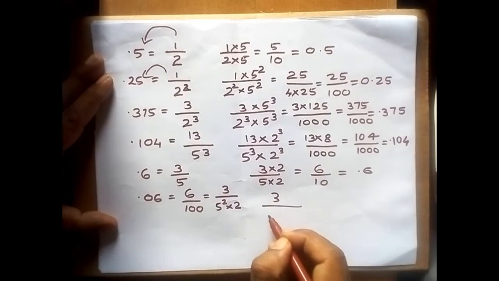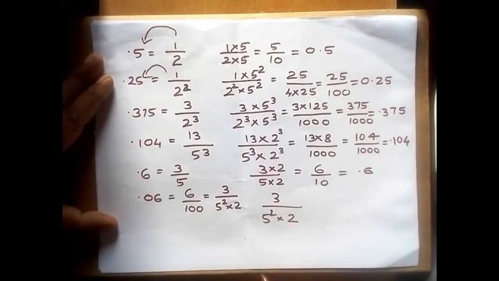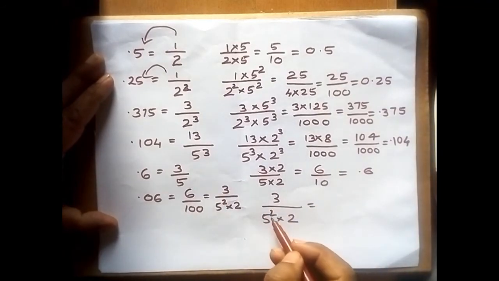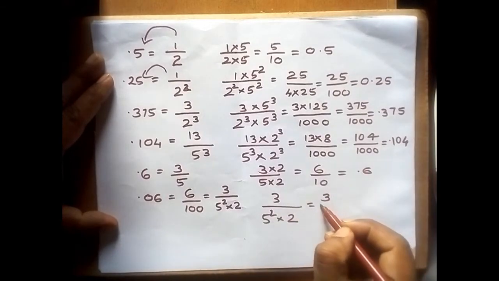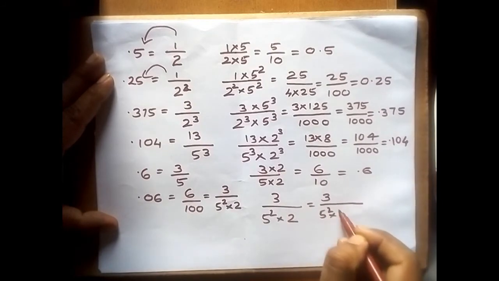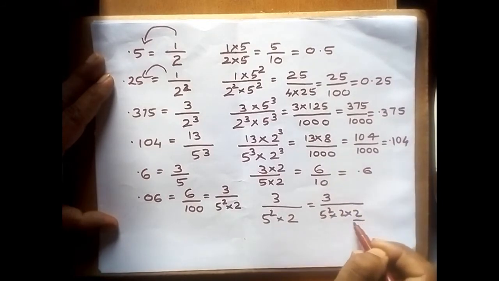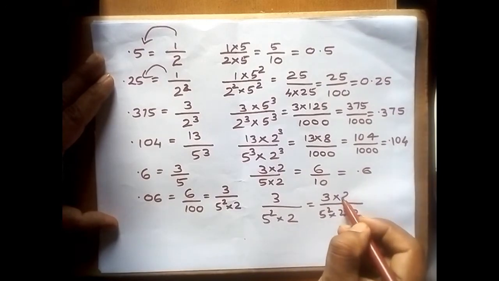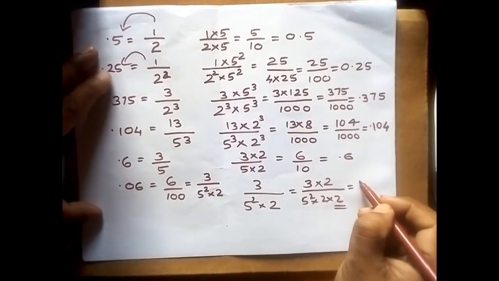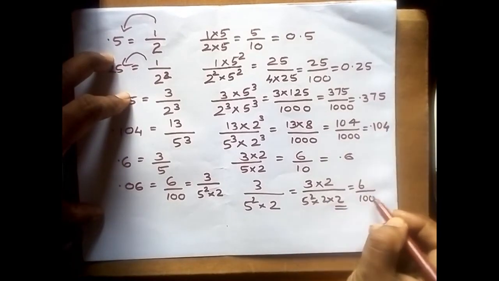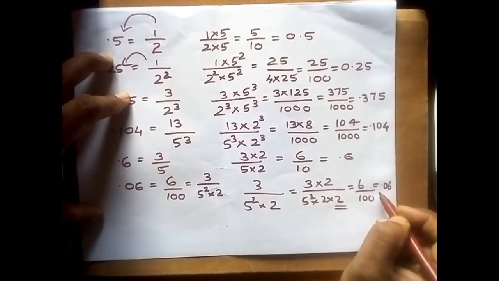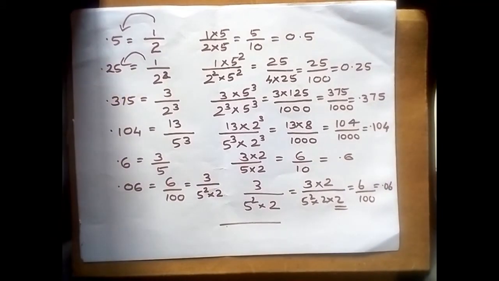Here 3 divided by 5 square into 2. Okay, interesting. Here 2 5's are there, but only 1 2 is there. But we require an equal number of 2's and 5's. So we have to multiply 1 2 here. So 3 divided by 5 square into 2 into 2. 1 2 I am taking extra. So I have to multiply in the numerator also. So that is equal to 6 divided by 5 square 25 into 4 is equal to 100, that is equal to 0.06. Interesting.